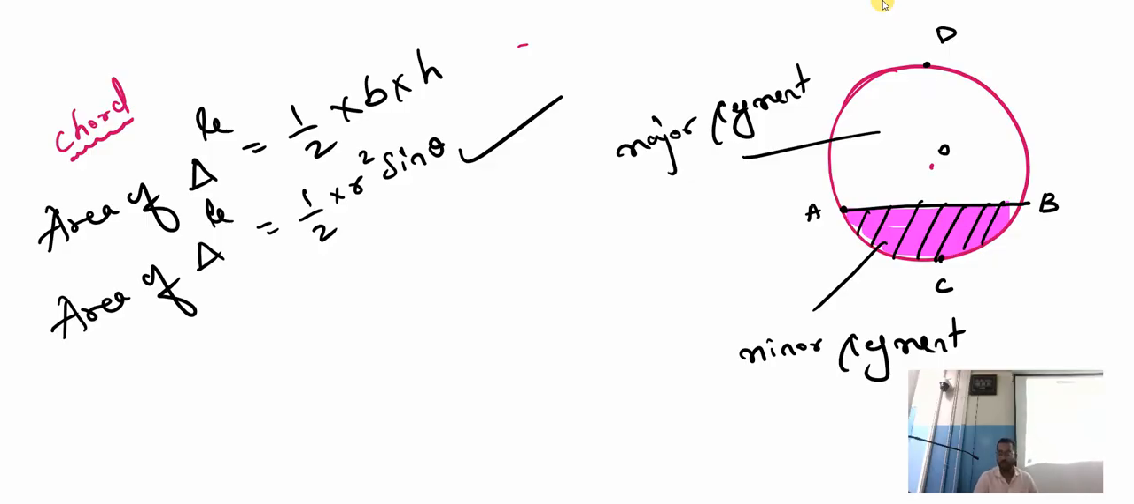Then write down, from the given figure. Next line, take down. From the given figure, ACBA is minor segment. Next line. ADBA is major segment.